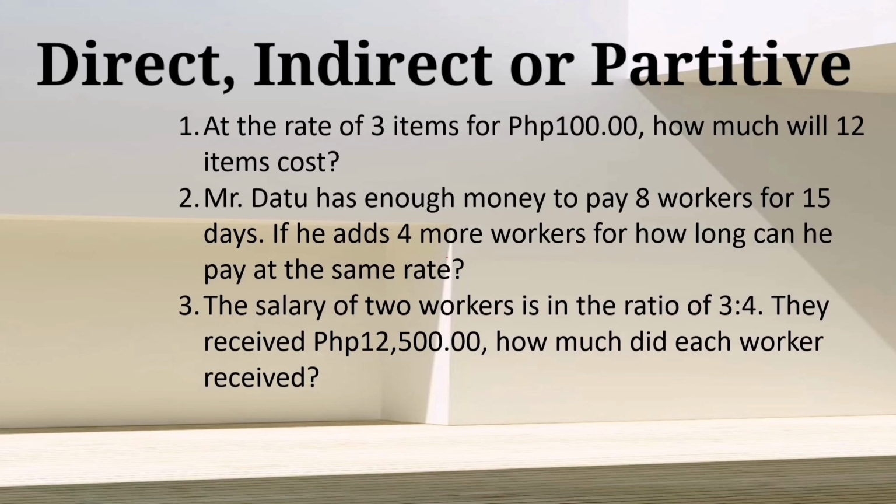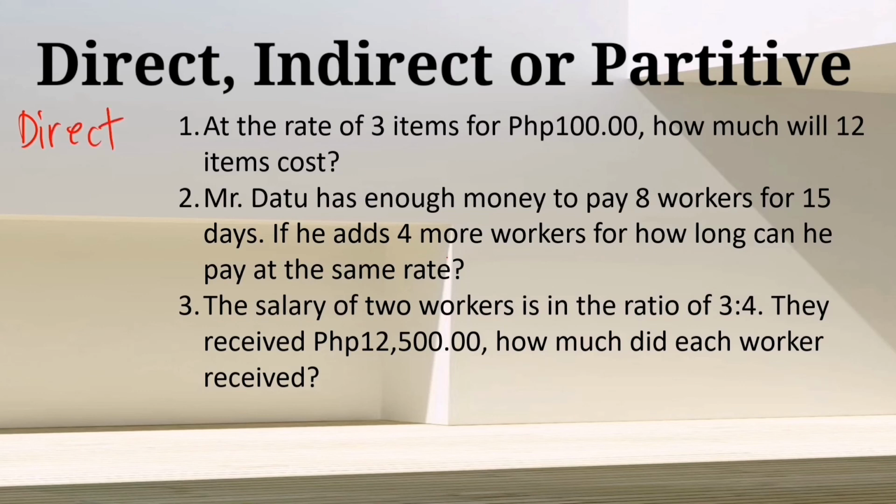So, sa number 1, at the rate of 3 items for 100 pesos, how much will 12 items cost? So, kung yung 3 items daw ay 100 pesos, paano pa kaya kung yung 12 items? Magkano ang 12 items? So, as the number of items increases, malamang the price or cost of the items will also increase. Kung pareho mag-i-increase, ibig sabihin, ang problem number 1 ay isang direct proportion.